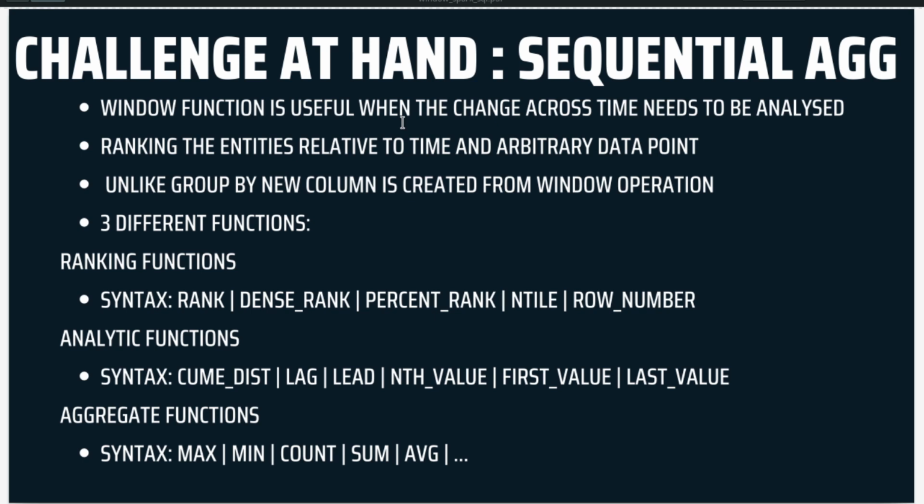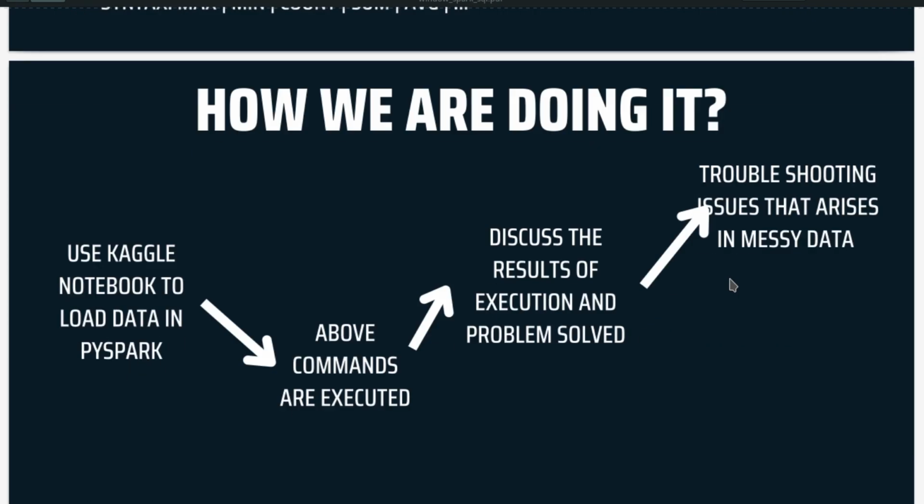This window function is very similar to what you see in PostgreSQL and MySQL. There could be minor changes. However, the clauses and the functions that are available inside the window functions, like ranking, analytic functions, and aggregate functions, are very similar. We have rank, dense rank, percent rank. We have cumulative distribution, lag, lead, and first value, last value. We have max, min, count in the case of aggregate functions. We'll be seeing a couple of these functions in action inside the Kaggle environment.